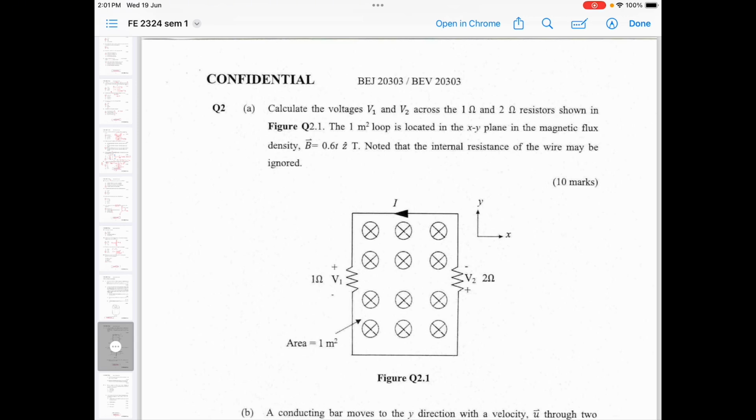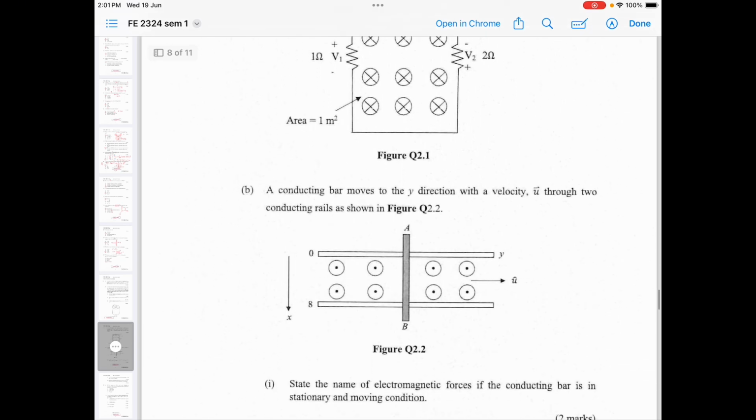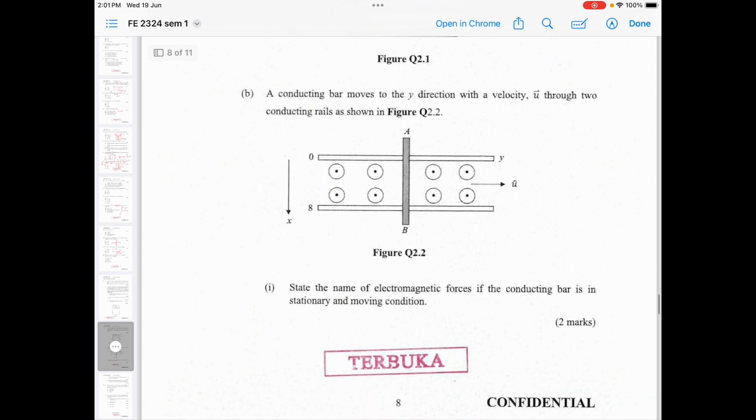Alright, so now this is question number 2. This is a question that we have tried before, one of the questions in our module. So I will discuss this question 2a, and we move on to question B.